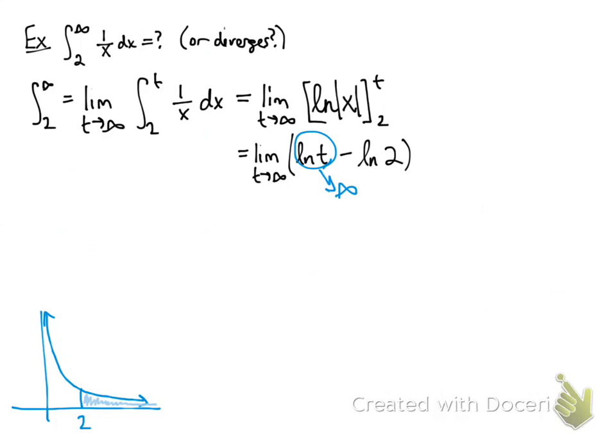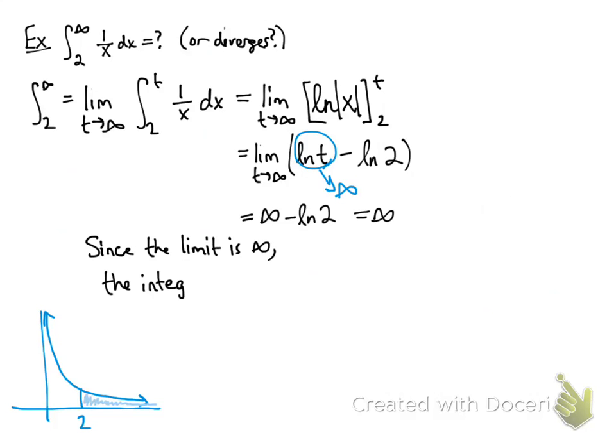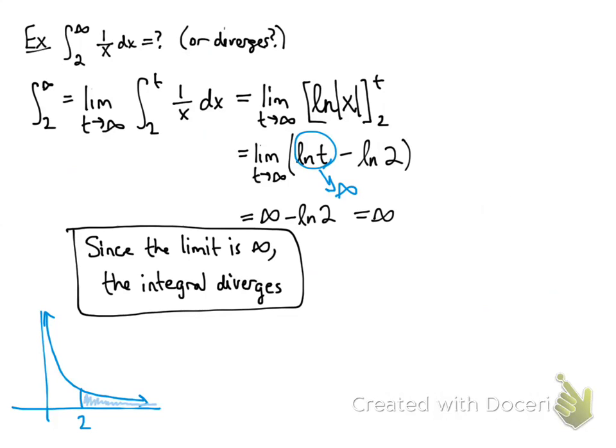Well, as t goes to infinity, the natural log of infinity is also infinity. So what I end up with is infinity minus the natural log of 2, which is infinity minus some small number. That's still infinity. Since the limit is infinite, that means that the improper integral diverges. So it doesn't equal a number. There's no number for the answer. That's an infinite area there.